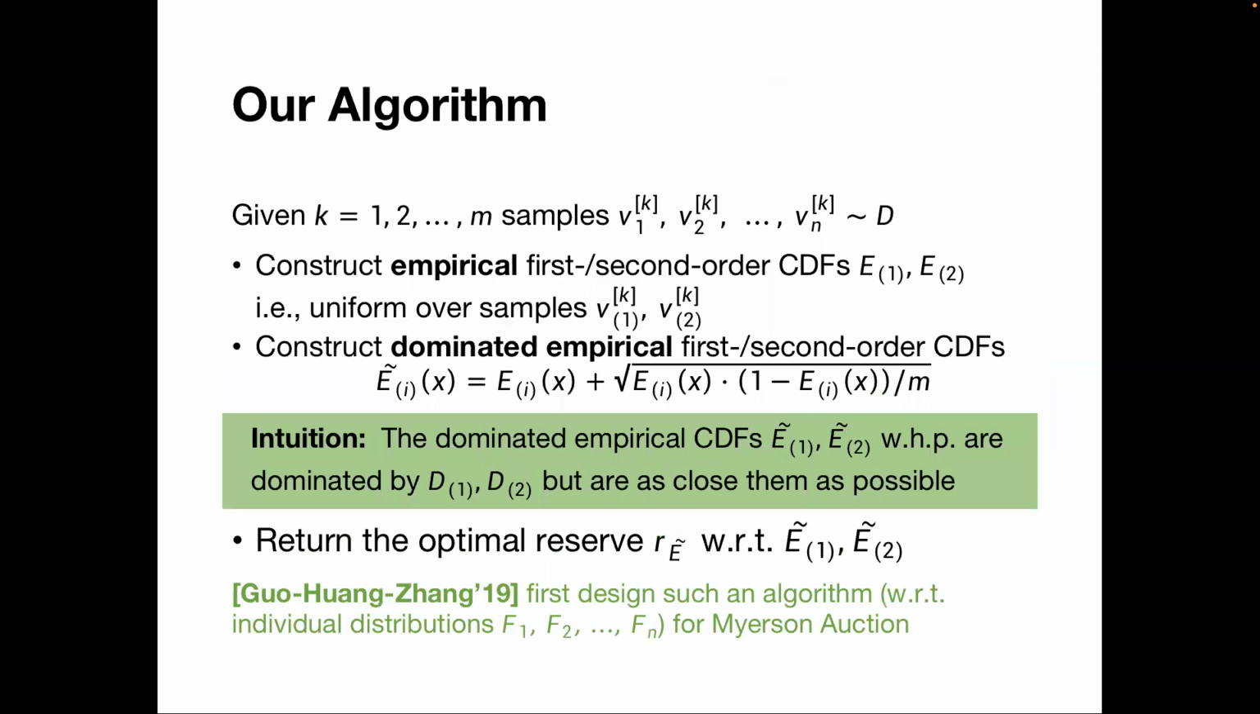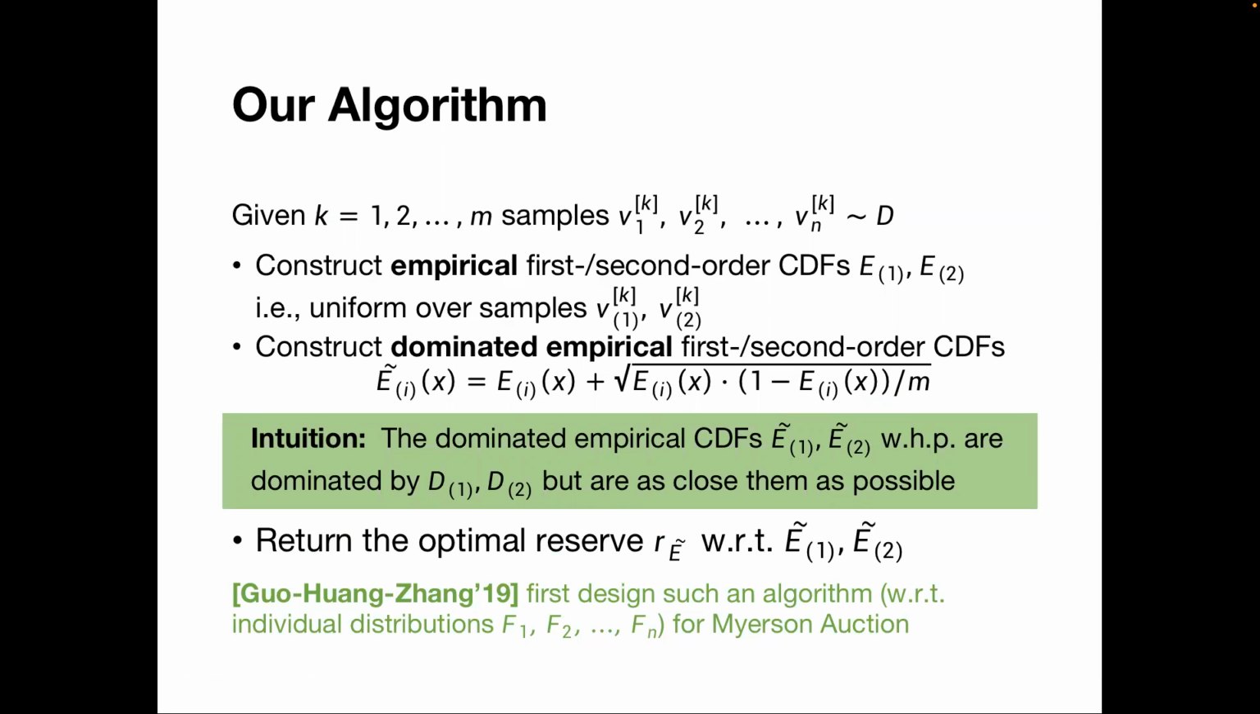Okay, next, let me give you a high-level description of our algorithm. First, recall that our algorithm has sample access to the underlying value distribution D, and suppose in total we have m samples, indexed by k from 1 to n. Our algorithm runs in 3 steps.